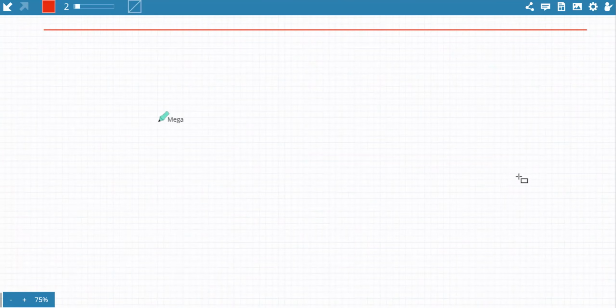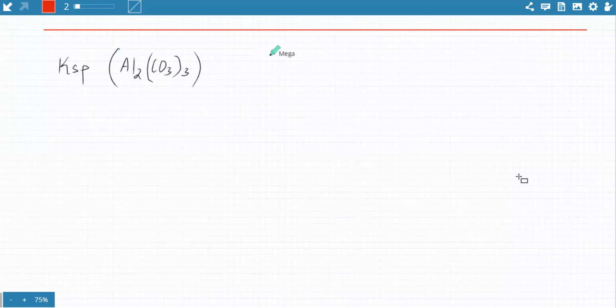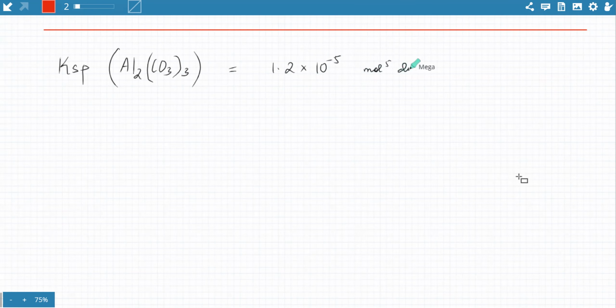So let's say there is aluminum carbonate, and the Ksp for aluminum carbonate is provided. It's Al2(CO3)3, and the Ksp value is given as 1.2 times 10 power minus 5, and it's probably mole^5 dm^-15. Okay, find the concentration of aluminum carbonate in a saturated solution.